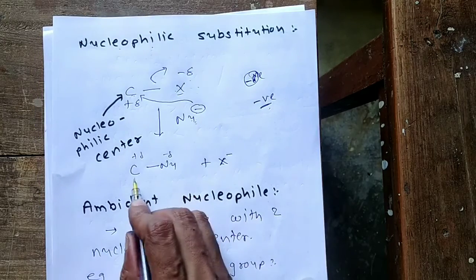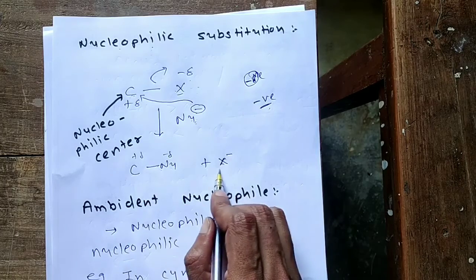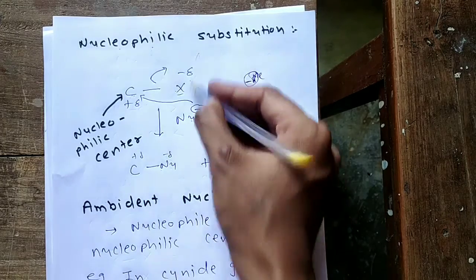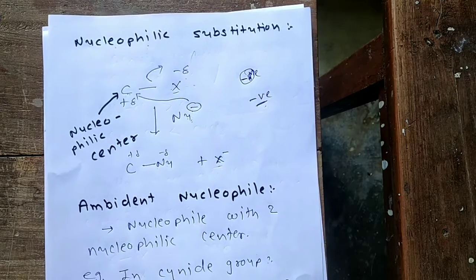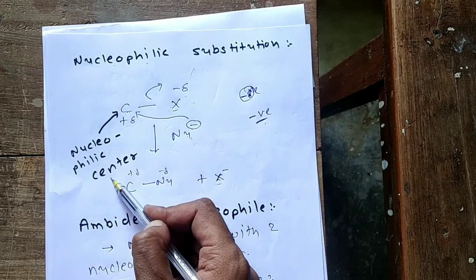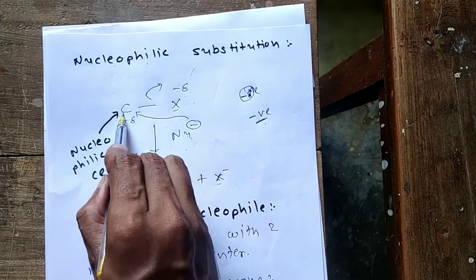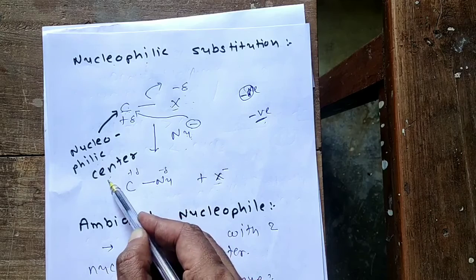You can see the reaction. The C-nucleophile bond is newly formed here and the halogen is removed. This type of reaction is called a nucleophilic substitution reaction. It is a substitution reaction and the nucleophile is attacking here. Now in the haloalkane, this carbon is known as the nucleophilic center because the nucleophile attacks on this carbon.